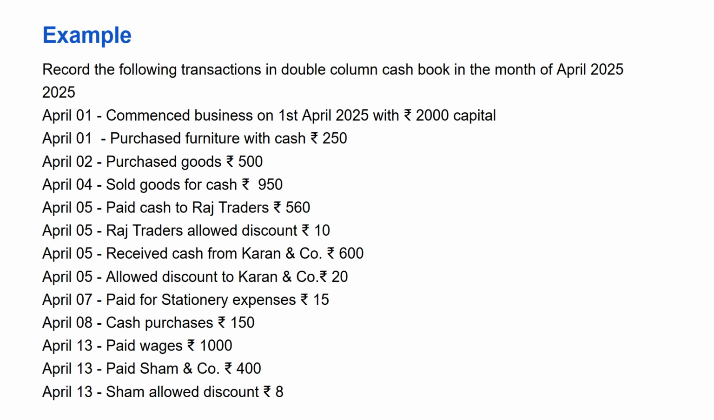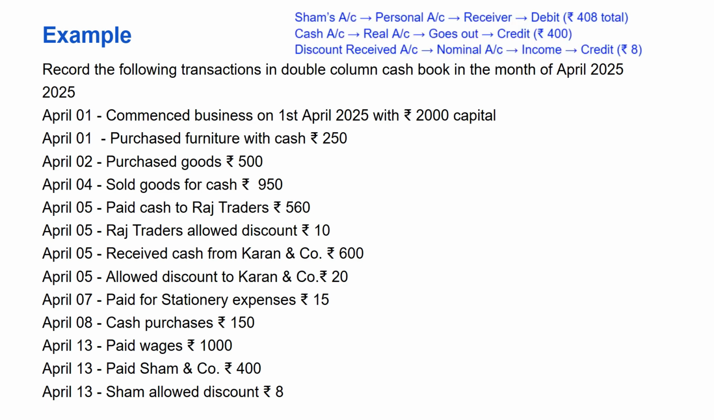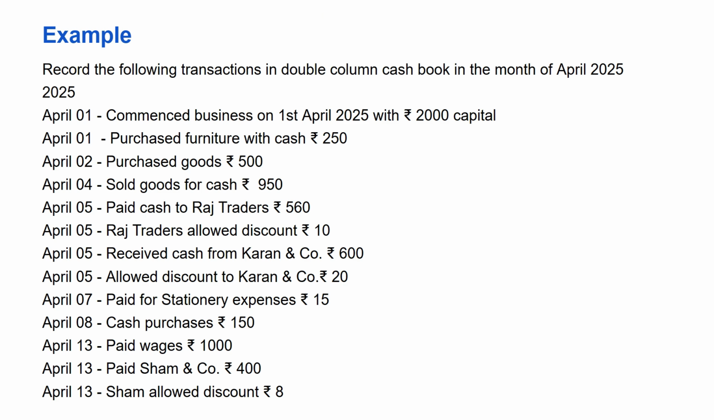Next, April 13, paid Sham and Company rupees 400 and April 13, Sham allowed discount rupees 8. It is a single transaction. Here the accounts affected are Sham and Company account, cash account and discount received account. Sham and Company account, it is personal account and Sham and Company is the receiver, so debit the receiver. And cash account is real account and cash goes out of the business, so it is credited. And discount received is nominal account and discount received, it is an income, so credit all incomes and gains.